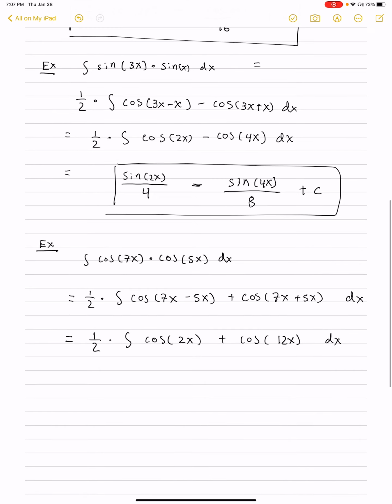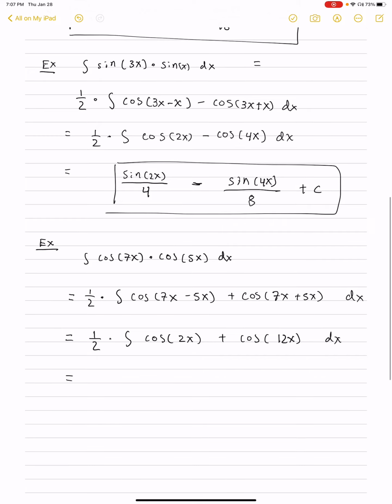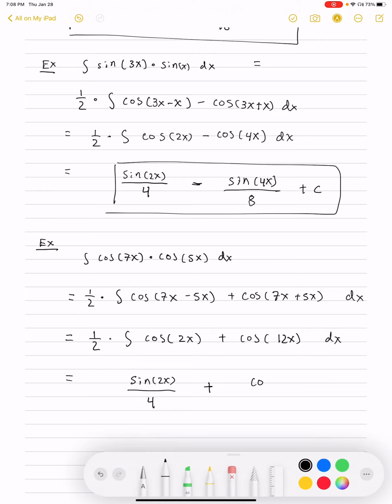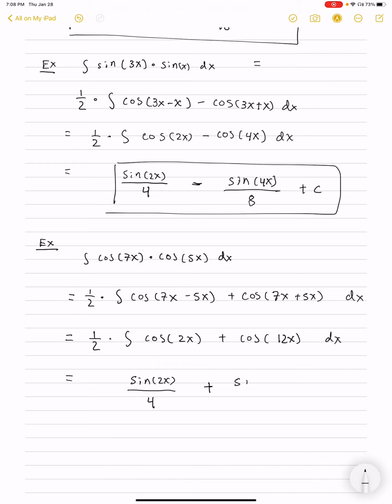And this is going to be the antiderivative cosine is going to be sine of 2x over 2, but then we have the 1/2 out in front, so that makes 4. This is going to be sine of 12x over 12, but then I have to multiply it by 2, the denominator, because of the 1/2, so that'll be 24, plus a constant of integration.